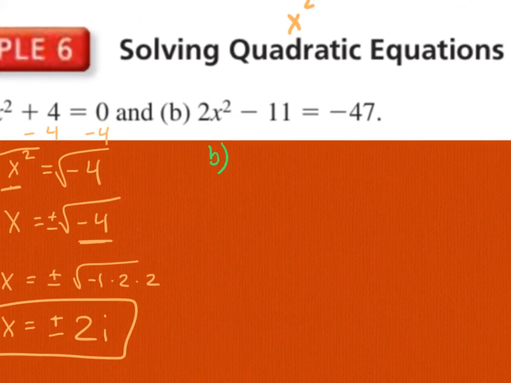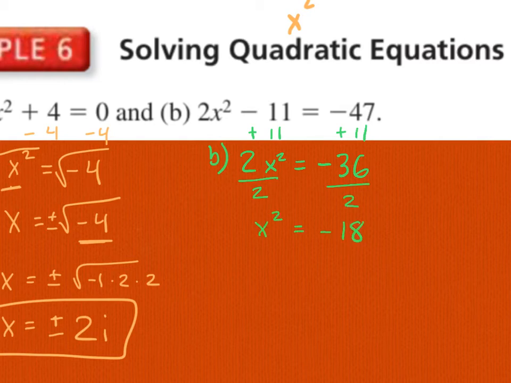So again, we're solving. We need to add 11 to both sides. So this is 2x squared is equal to negative 36. We need to divide both sides by 2. So x squared is equal to negative 18. Then we take the square root of both sides, so we get x is equal to the plus or minus square root of negative 18.